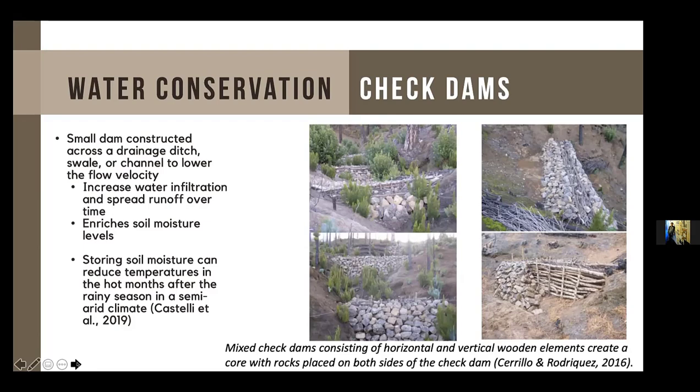In fact, a really interesting study by Giulio Castelli, who was meant to be with us today, but unfortunately he couldn't join. But it showed that an increase in catchment capacity to maintain soil moisture in the rainy season also reduced the temperatures of the surrounding area. And we go to the next slide.